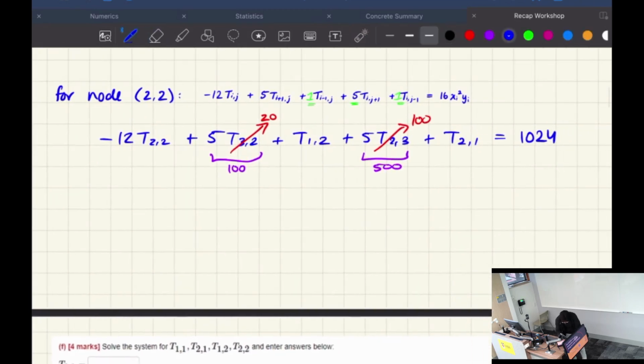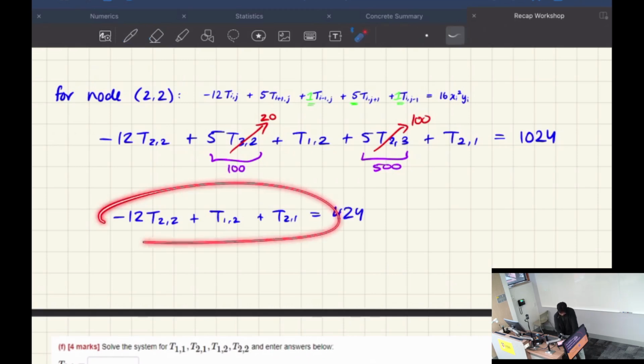Okay. So writing our final answer, we get minus 12 T22 plus T of 12, which is equal to 600, 124 minus 600, 424.